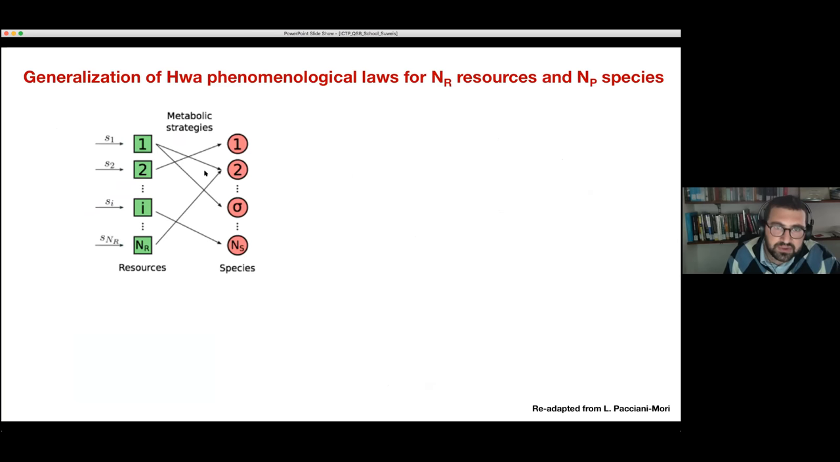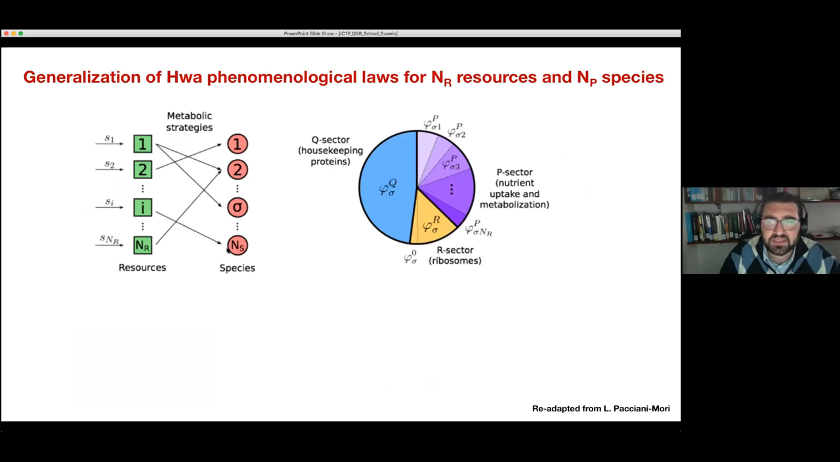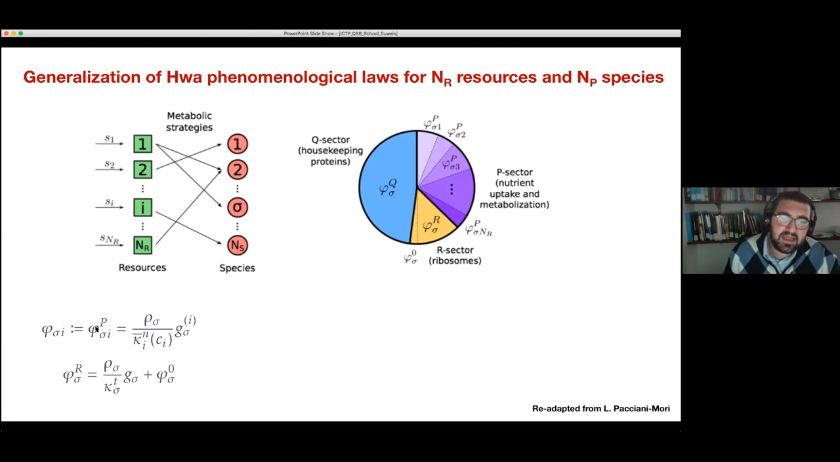So now we have NR resources, NP species. And what we consider is that the P sector is subdivided, okay, for the different resources. So phi sigma 1 P is the proteome allocated to uptake resource of type 1. Phi sigma 2 P is the proteome allocated to uptake resource 2, and so on, okay? So in this case, we just generalize basically the same definition, but considering the growth rate contribution due to the resource i. This is this G sigma i, okay?